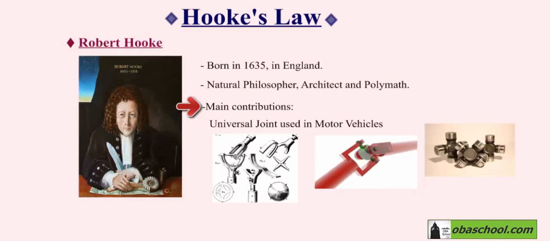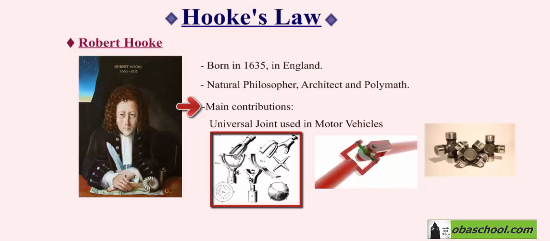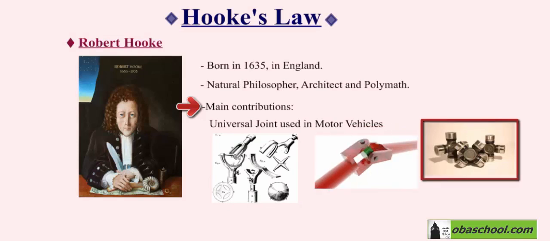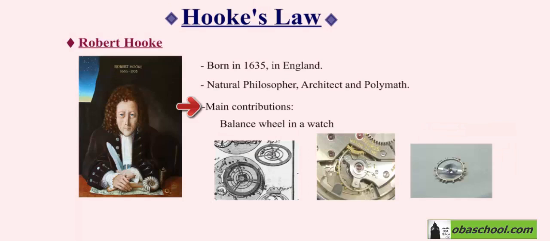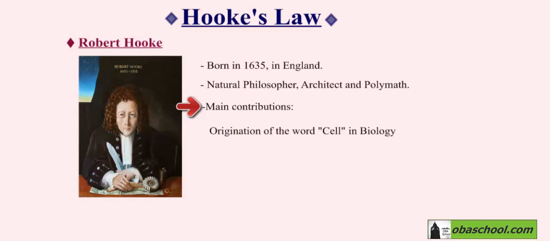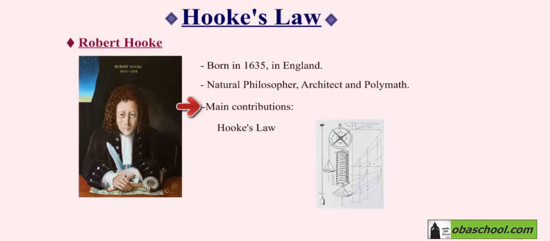The first picture is the original drawings for the universal joint drawn by Hooke, that we can see in the second picture, and also the ones that are used in the third picture. Another contribution is the balance wheel in a watch. This component helps to balance and synchronize the hands of the clock. He was the first to use the word cell in biology, and his most important achievement is Hooke's law.